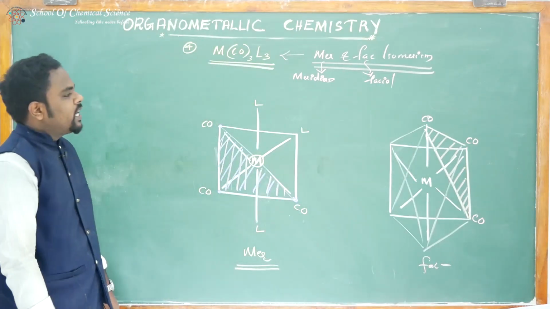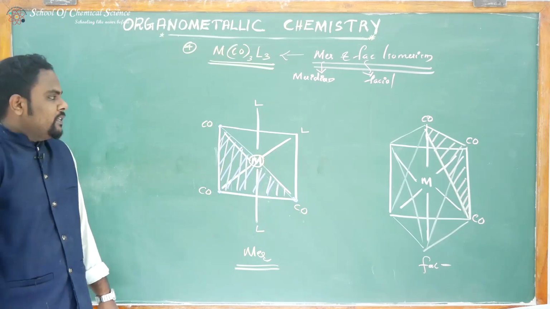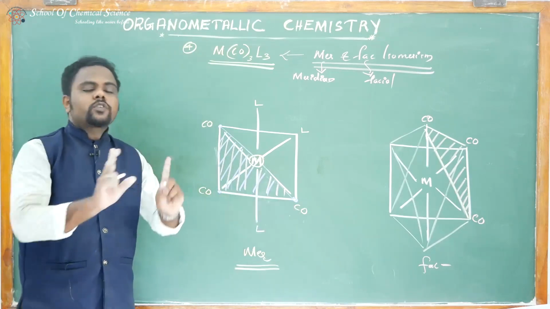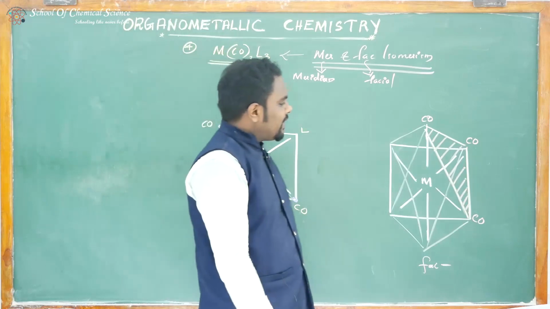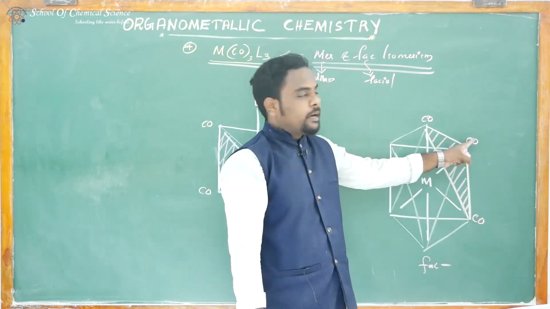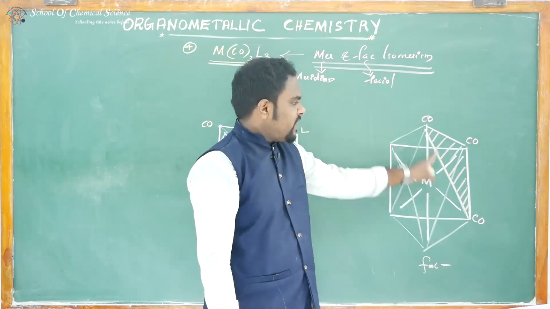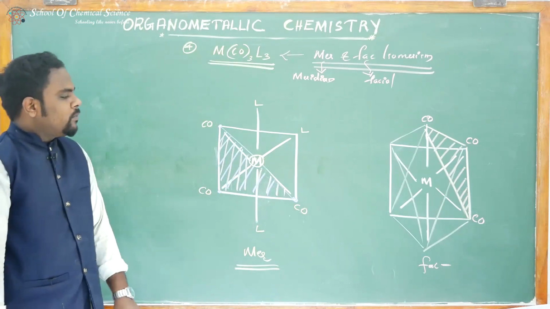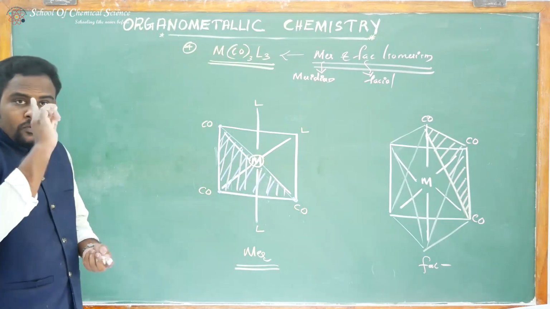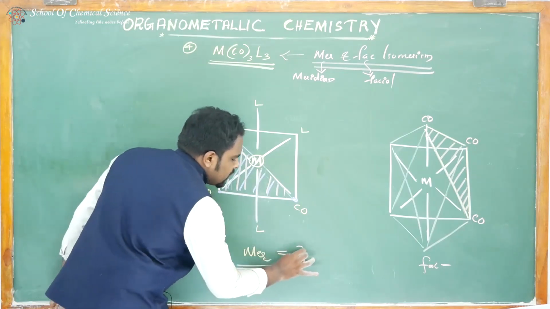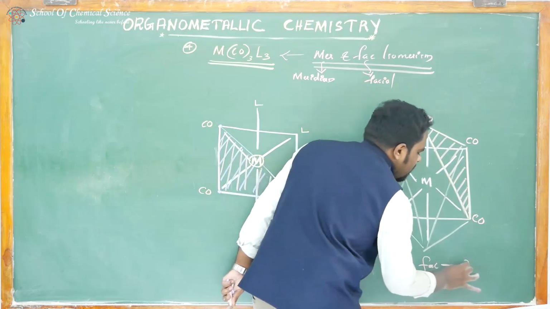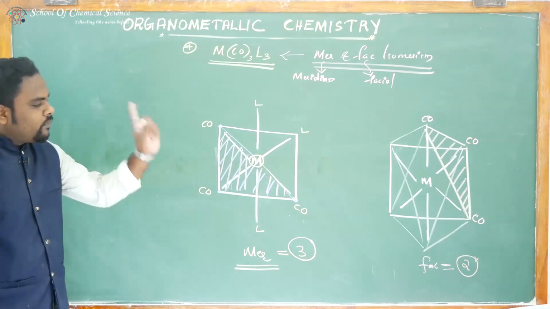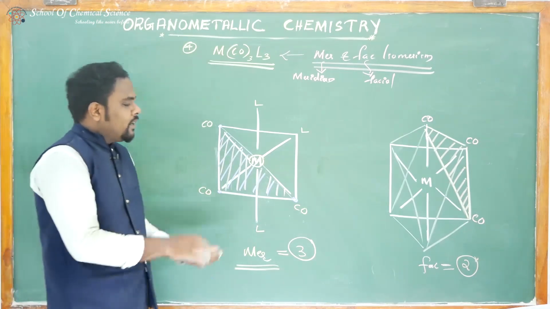Then how can you distinguish a mer isomer and a fac isomer? In a mer isomer, identical ligands are at the three corners of the square plane. In a fac isomer, identical ligands are at two corners of the square plane and one axial position. This is a face of the octahedral. This is a meridian of the octahedral. So this is a mer isomer, and this is the fac isomer. Then for mer, 3 IR bands, and for fac, 2 IR bands. Memorize: for mer the number of IR bands equals 3, and for fac the number of IR bands equals 2. That is our question.